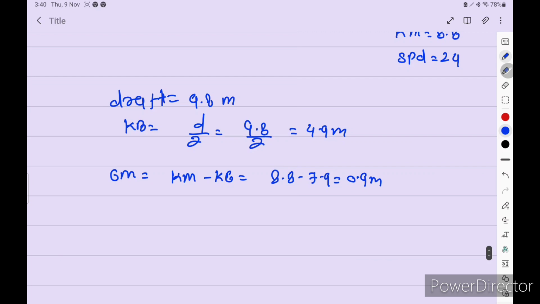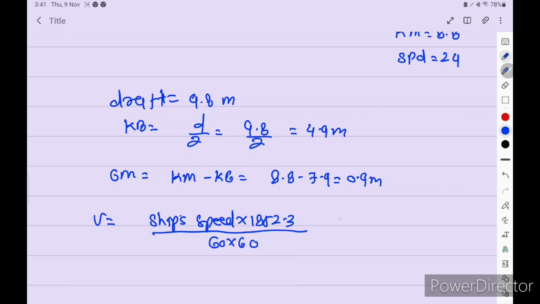Now what is V? Ship speed into 1852.3 divided by 60 into 60. Put the value 24 into 1852.3 divided by 60 into 60. We'll get V equal to 12.35 meter per second.